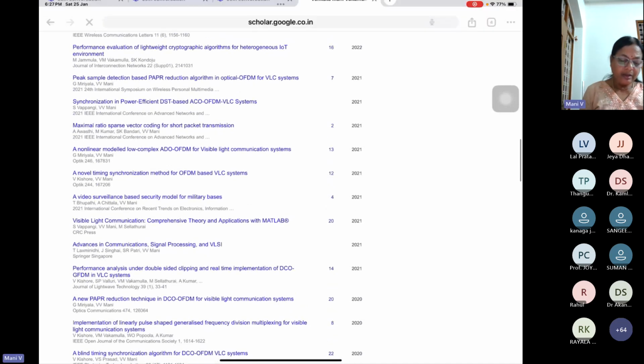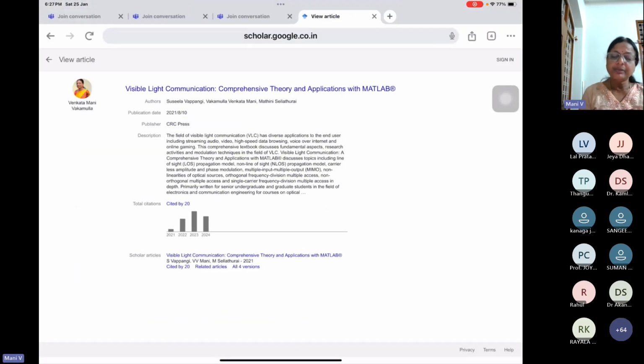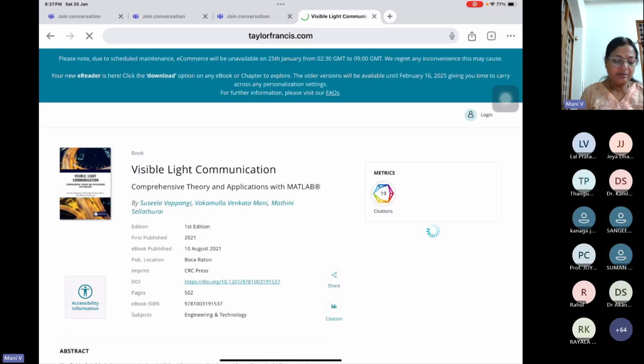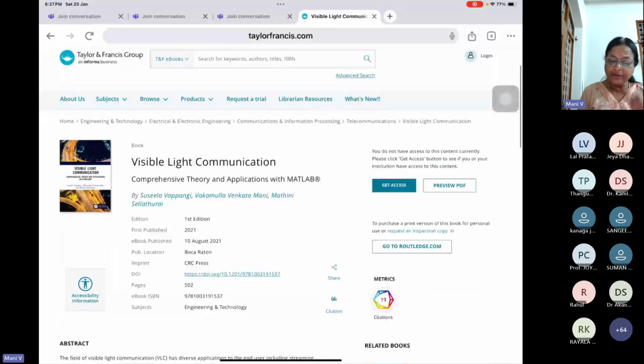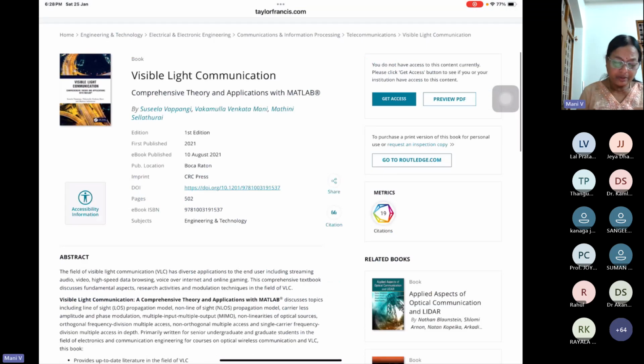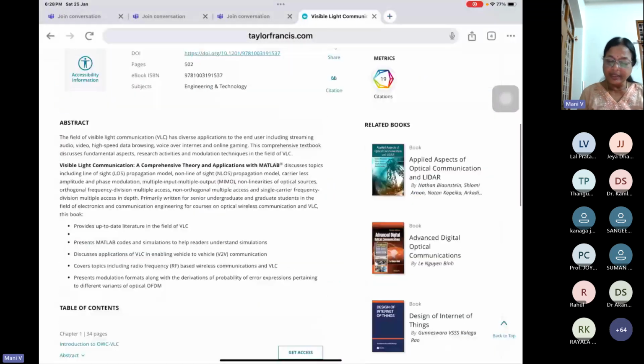Visible Light Communication: Comprehensive Theory and Applications with MATLAB. We can find some MATLAB programs to start your visible light communication. You can even refer your students to this book to get some idea how to start coding for visible light communication modulation schemes and channel estimation. Some of the transform techniques are also given in this textbook, so they can go through it as well.